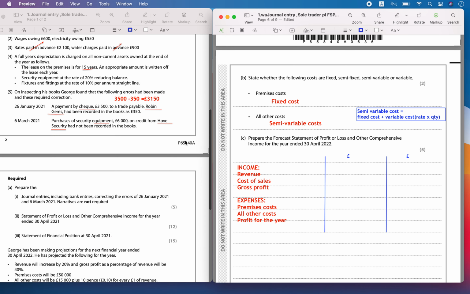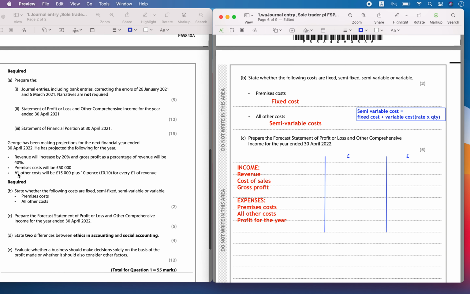Hello, today we are solving October 2021 paper, question number 2B. Question number 1B: State whether the following costs are fixed cost, semi-fixed cost, semi-variable cost or variable cost. For this, they have given some information.